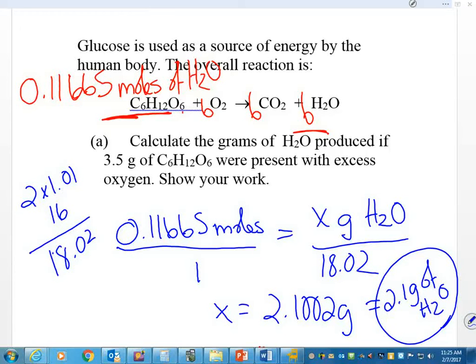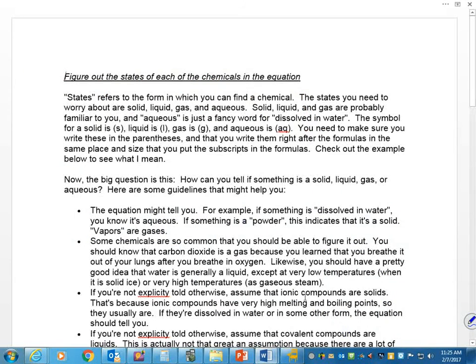Now, the second thing I wanted to talk to you about is this page about states. My grade 11s will recognize it. My grade 12s should recognize it, but it might take you a while to think about it or figure it out because it's been about a year and a half for you since looking at chemistry kind of stuff. Okay?